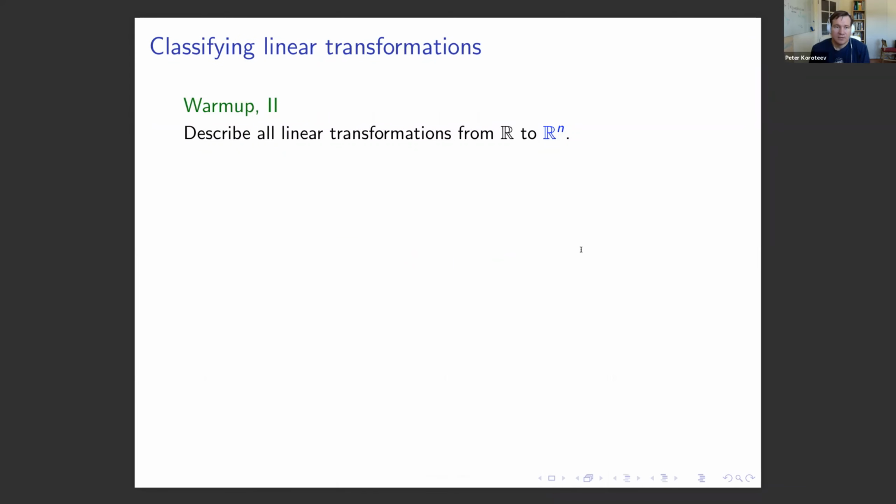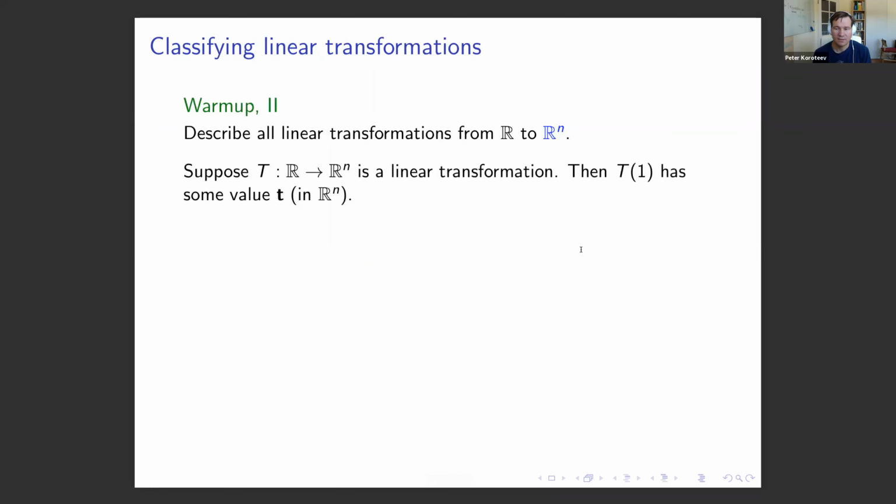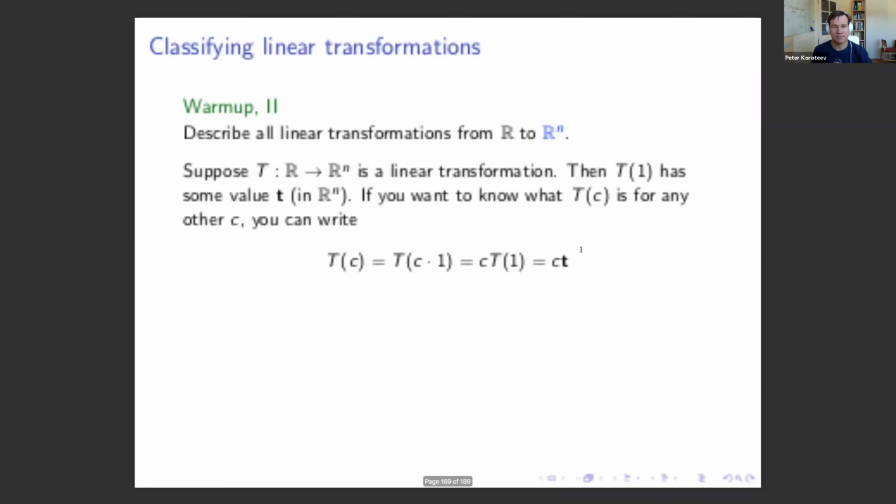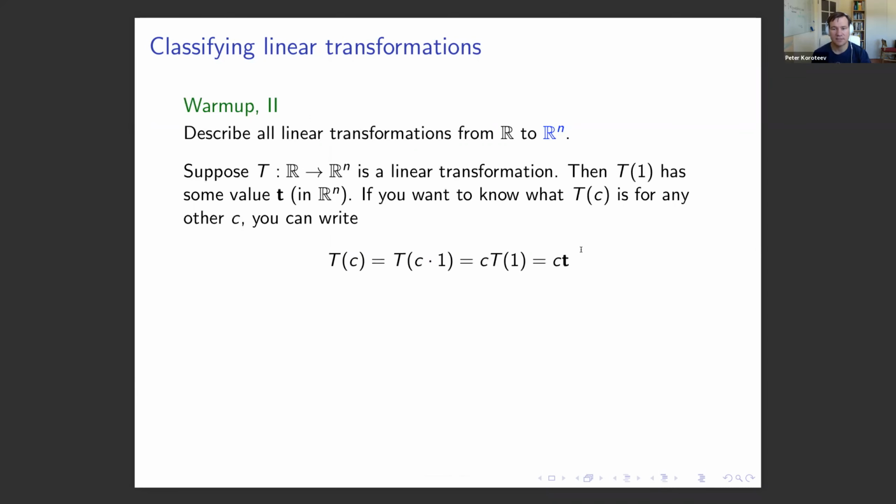Okay, now let's talk about linear transformations from R to Rn. Suppose T is such a linear transformation. Then T of 1 has some value, a vector t in Rn. It's a vector with n components. So if you want to know what T of c is for any other c, we can write it the same way. T of c is equal to T of c times 1, which is equal to c times T of 1, which is c times t.